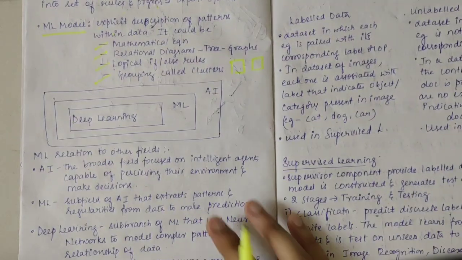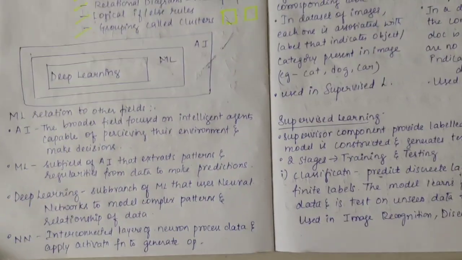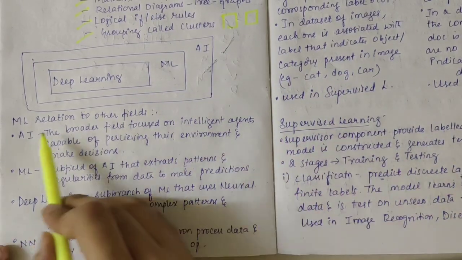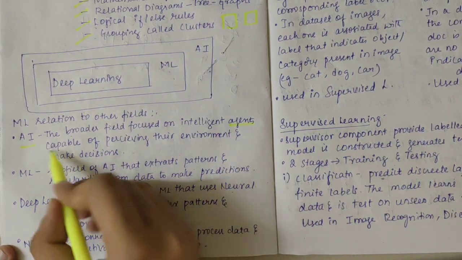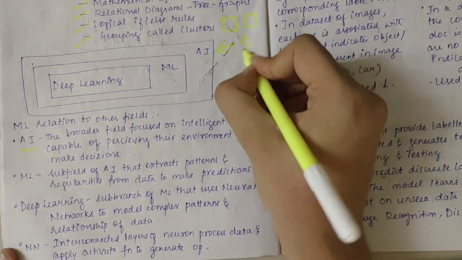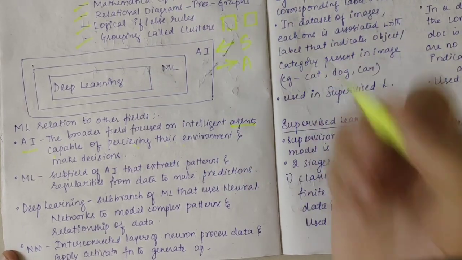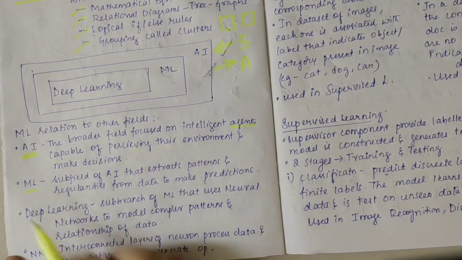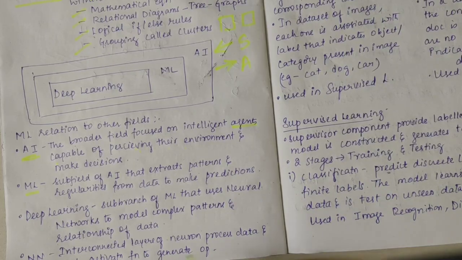Now we'll look into the relation of ML with other fields. Firstly, we have AI. AI is the broad spectrum under which ML and deep learning come. AI is the broader field focused on intelligent agents, which we have seen in the first module, capable of perceiving their environment and making decisions. Depending on the input taken by the sensor, a certain action is performed through the actuator. That is what an agent refers to, so it comes under AI. ML is the subfield of AI that extracts patterns and regularities from data to make predictions.